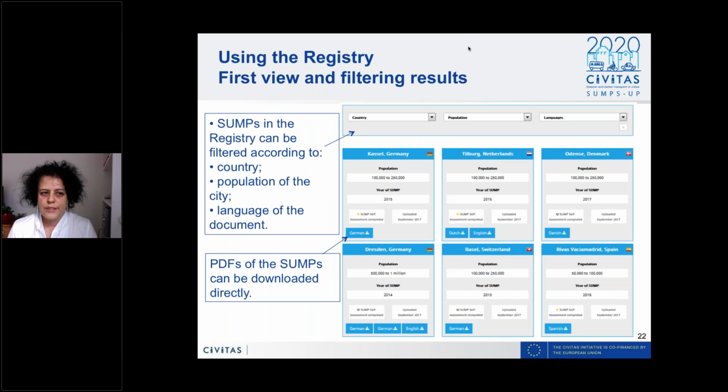Another very useful tool we have developed within the project is the SUMP registry. The SUMP registry is a repository of some of the best developed SUMPs across Europe. You can filter the information there by country, population of the city, and the language of the documents, since the cities that have uploaded their documents have uploaded them in their local language. All documents are PDFs and can be downloaded directly from the website.